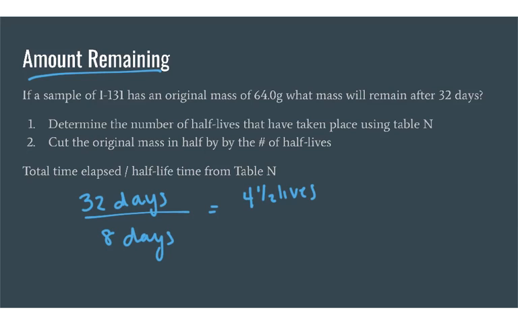So now I would like to know how much remains. So we're going to cut 64 in half 4 times. So 64 in half goes to 32. Cut that in half, we get 16. Cut that in half, we get 8. So that's been 1 half-life, 2 half-lives, 3 half-lives. So we have to do one more half-life. So our 4th half-life, we end up with 4. So 4 grams will remain after 32 days. Right, so this is the order we're going with. We determine the number of half-lives, and then we just cut the original mass in half that many times.